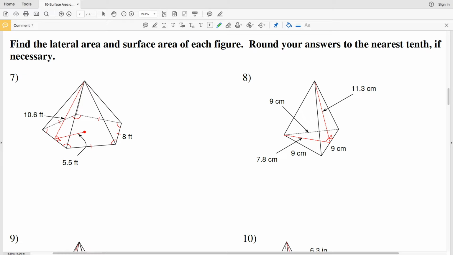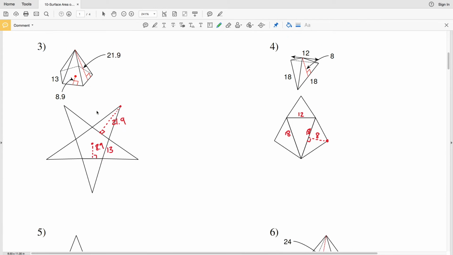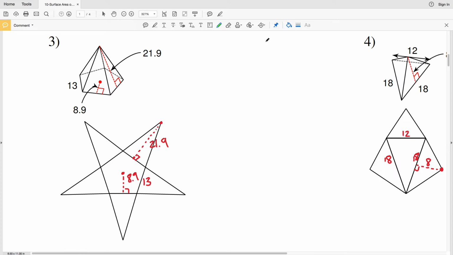Now, before we jump into number 7, I want to explain how we're going to be solving for lateral area. Let's take a look at the figure in number 3. The lateral area would be what I am shading now, the area of all the faces excluding the base. So that would be 1, 2, 3, 4, 5 separate triangles, where the base of each of those triangles is 13 as labeled in the diagram, and the height of those triangles is the slant length of 21.9.